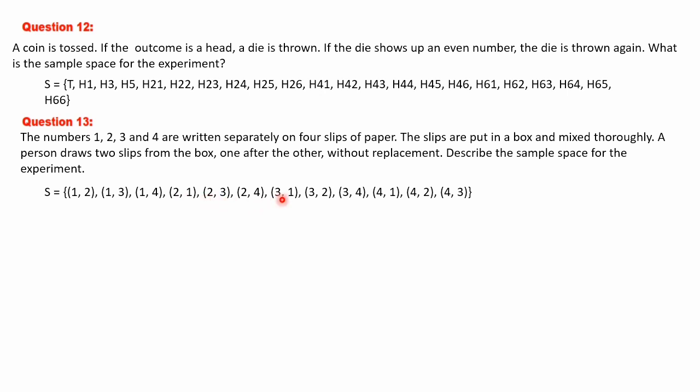Then if you get first time 3, then the next chance is 3 1, 3 2, 3 3 will not come, 3 4. And next if you get 4 in the first drawing time, you will get 4 1, 4 2 and 4 3. 4 4 will not come because only one element is there.